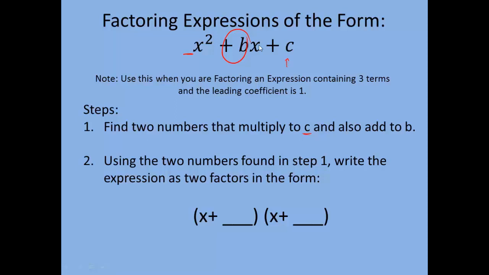Once you've found those two numbers, you're going to use them to write the expression as two factors in the form x plus one of the numbers, so the first number from step 1, times x plus the other number that you found in step 1. This will give you the factored form of that trinomial, the expression up top. Once you have that, you're done. You factored it. You can always check this by FOILing.